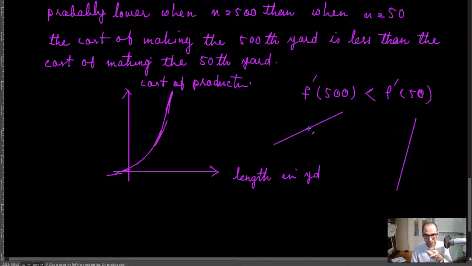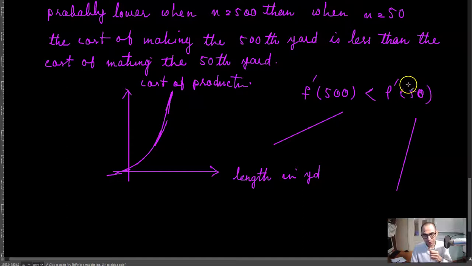So if this line represents the instantaneous rate of change of the function when x is equal to 500, and the slope of this line represents the instantaneous rate of change of the function when x is equal to 50, what that means is that when x is equal to 500, the cost is increasing based on the slope of this line over here.